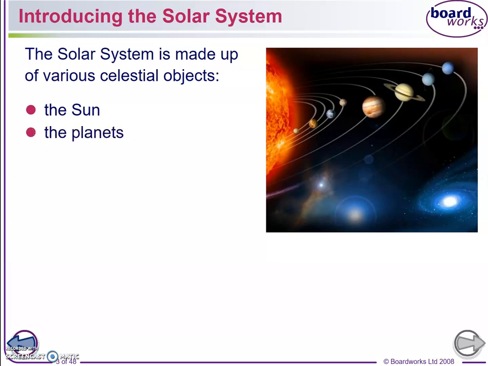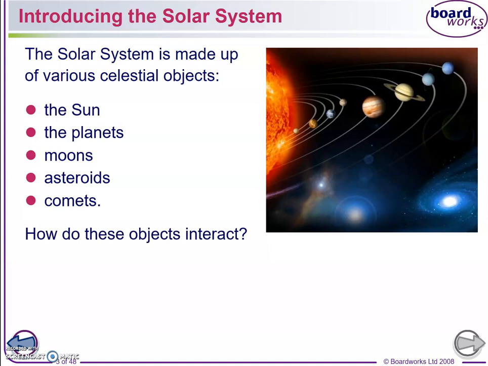We have the planets themselves, as we well know. We've also got the moons. Different planets have a different number of moons. Some planets don't have any moons. We obviously have one, but various other planets have more than one. We also have the asteroids, and we also have comets. These are all the different celestial objects that make up our solar system.